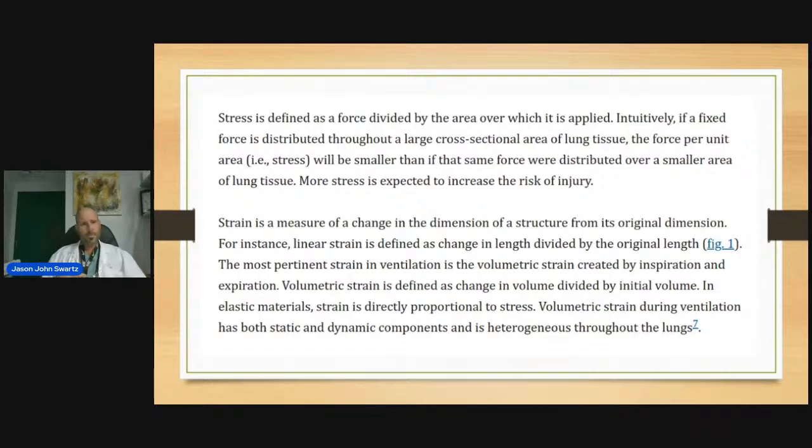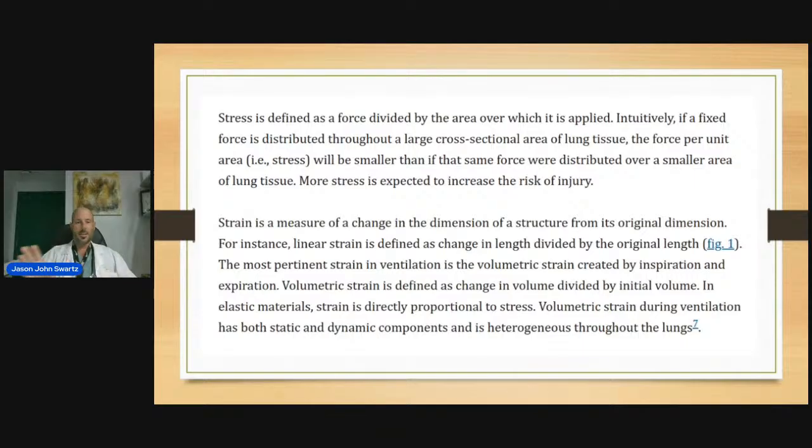stress and strain. So again, stress is defined as a force divided by the area over which it's applied. So intuitively, if a fixed force is distributed throughout a very large surface area of lung tissue, the forces, meaning the stress, will obviously be smaller than if the same force was distributed over a small area. So that's pretty much what I'm trying to repeat over and over, so that it's the message that everyone leaves with, ingrained in their head.